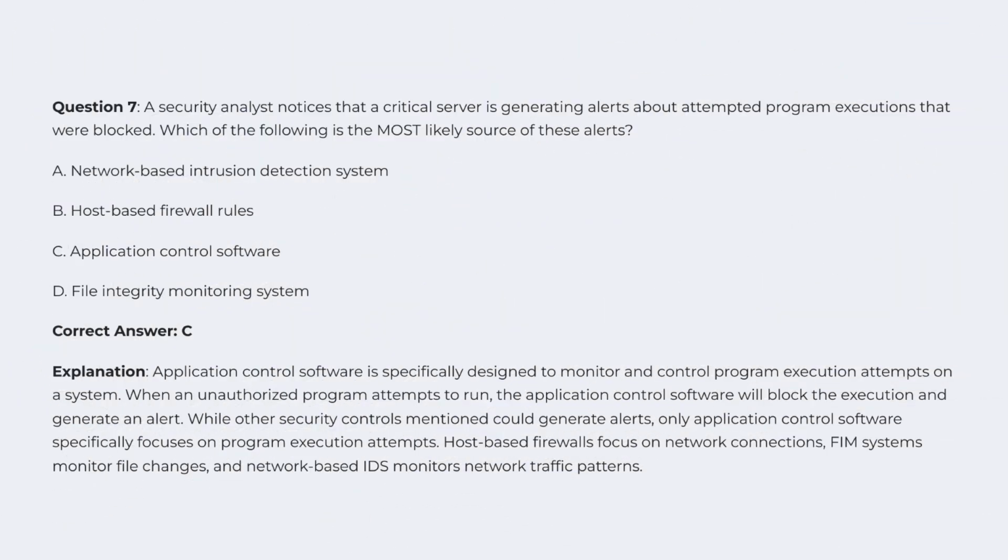Correct answer, C. Explanation. Application control software is specifically designed to monitor and control program execution attempts on a system. When an unauthorized program attempts to run, the application control software will block the execution and generate an alert. While other security controls mentioned could generate alerts, only application control software specifically focuses on program execution attempts. Host-based firewalls focus on network connections, FIM systems monitor file changes, and network-based IDS monitors network traffic patterns.